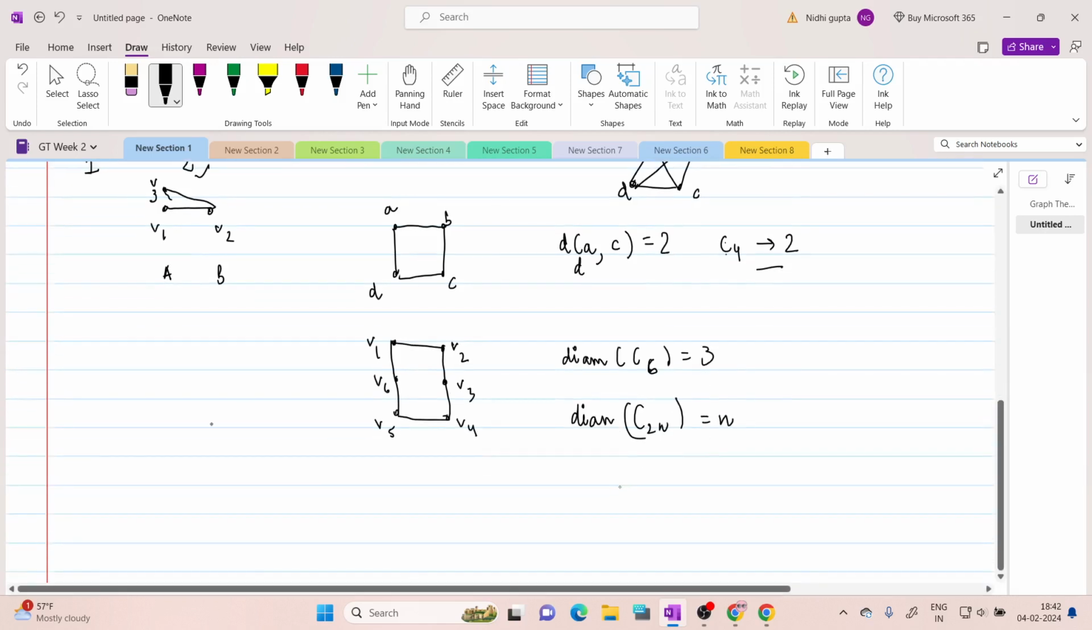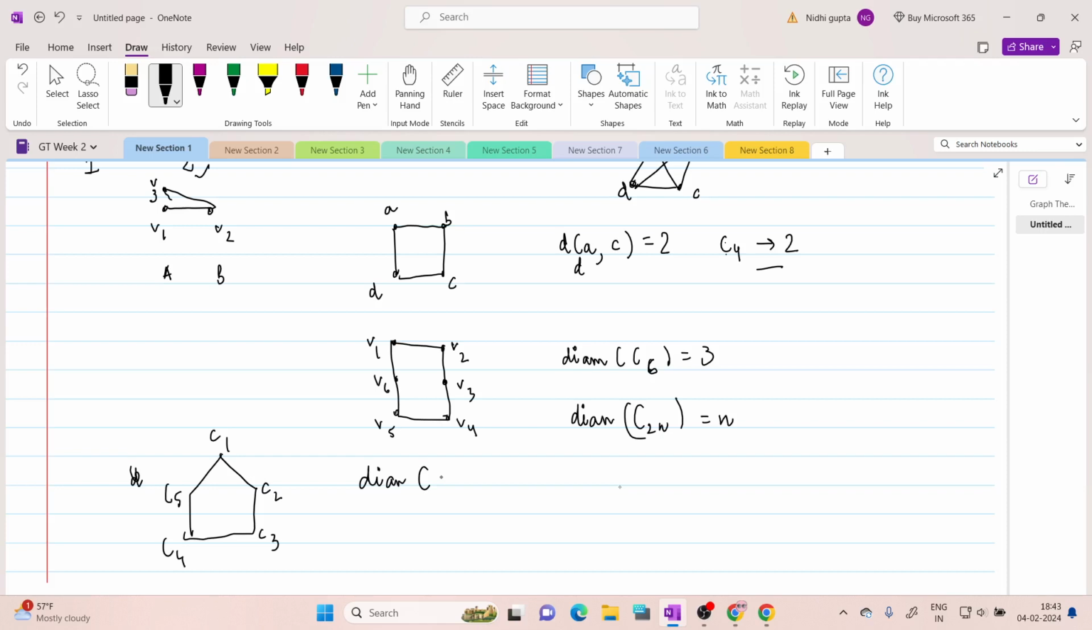Now what about odd cycles? What is the diameter of C5 first? Does everyone think it's 3? Look at the diagram. The diameter of C5 is 2, because C1 and C4 can be connected by this shorter path of length 2. So the diameter of C5 is 2.